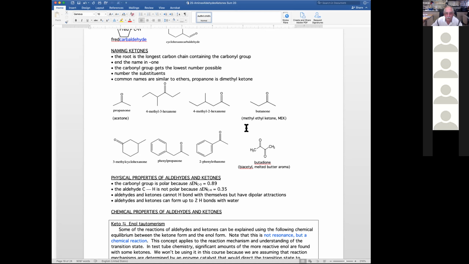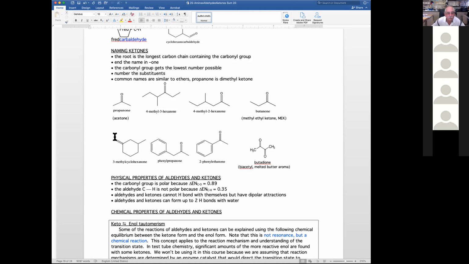And the common name for this is methyl ethyl ketone, often abbreviated MEK. That's a common solvent. You can buy that at many hardware stores. They use it for mastics, for putting down floor tiles and stuff like that. Well, it's a solvent for the mastics, I should say.